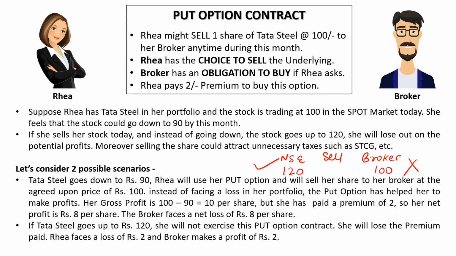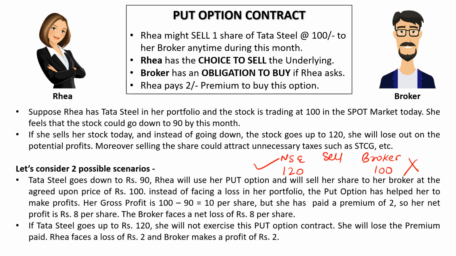So over here, we are going to calculate the profit and loss only on the basis of option contract. If you decide to sell it at the NSE, what will happen? We are not going to consider that, because she may exit her position in Tata Steel by selling the share, or she may not do it. But what is she doing with the contract? She is not using the contract.